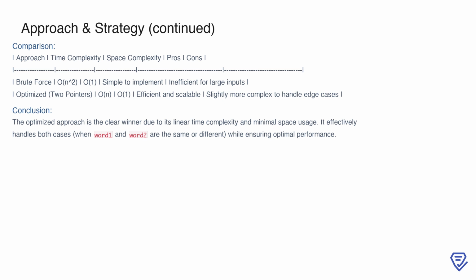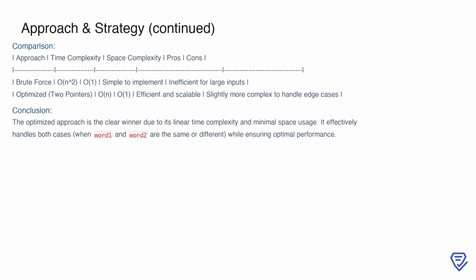To summarize the comparison, the brute force approach, with its O(n²) time complexity, is simple to implement but becomes impractical for large inputs due to its inefficiency. Conversely, the optimized approach, which uses 2 pointers to track the most recent positions of word 1 and word 2, achieves a linear time complexity of O(n), while maintaining O(1) space usage. This makes it not only efficient but also scalable.